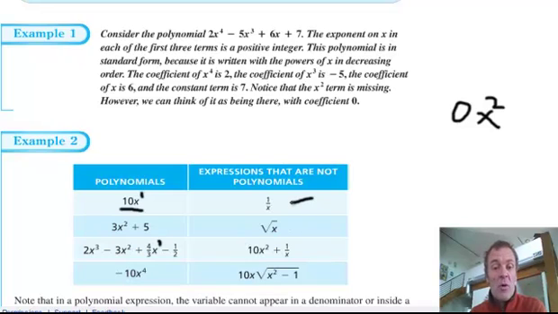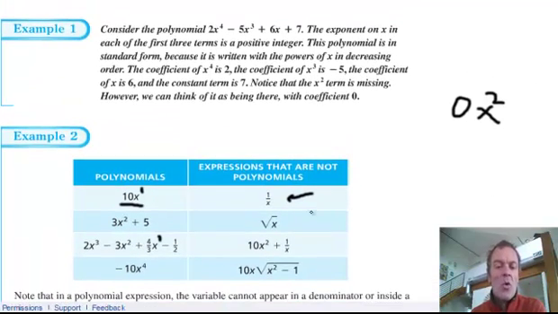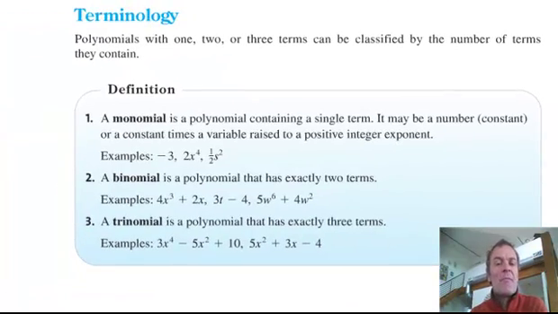Right, these aren't polynomials, okay, and really the general thing is note in a polynomial expression the variable cannot appear in a denominator or inside a radical. Okay, so all these aren't polynomials. See that one there? It's got an x on the bottom. Here it's got an x inside the square root. These aren't polynomials.